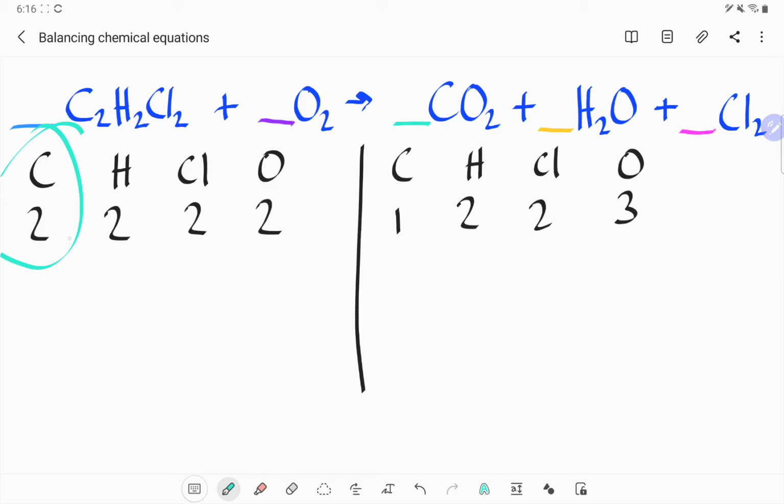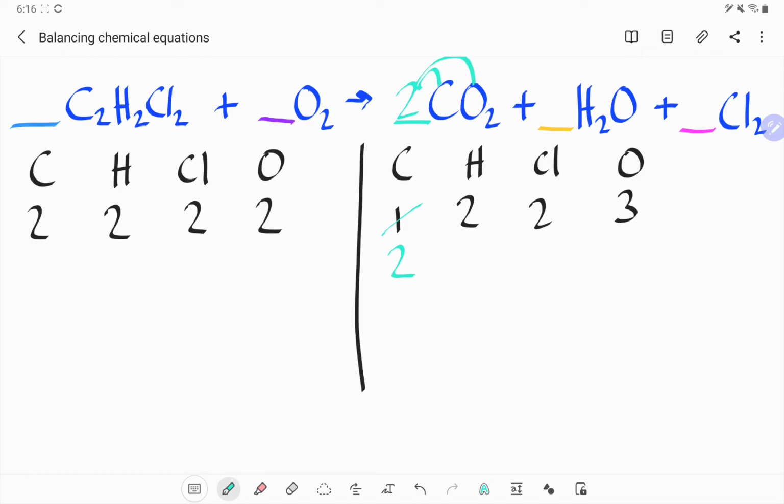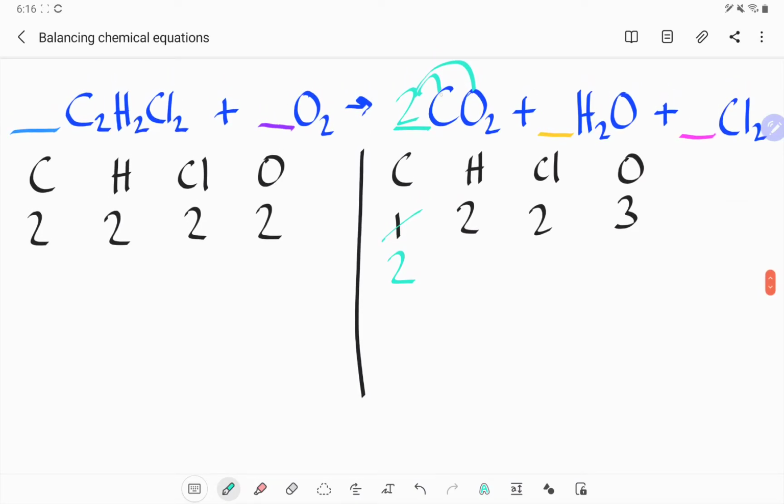I have 2 carbons on the left side. I need to figure out how to get 2 carbons on the right side. I can do that by entering a number right here. So if I put a 2 there, I now have 2 carbons. But this 2 does not only apply to carbon, it also applies to oxygen. So I now have 2 times 2, I have 4 oxygens from here, plus another one right here. So 4 plus 1, I have 5 total oxygens now. All right. Okay, so now we've got to move on to balancing the oxygens.